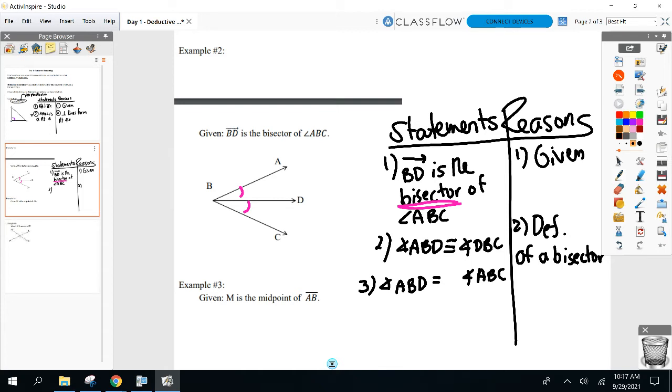Zach? Angle ABC is half. Sorry, ABD is half. Thank you. Is half. Yes, half. And in the same statement, I can also write, what other angle is half ABC? Angle. Go ahead, Zach. DBC.